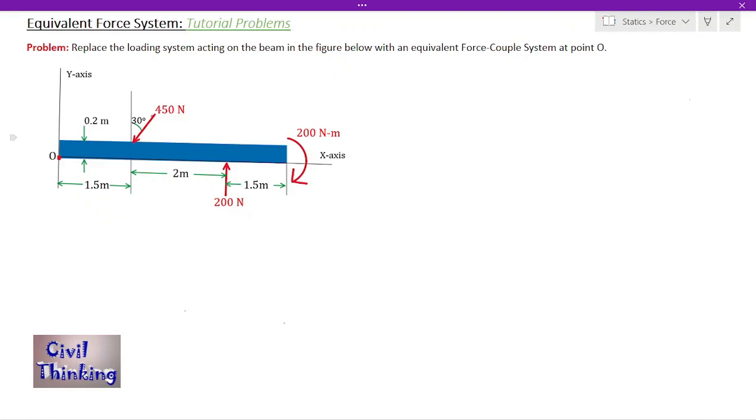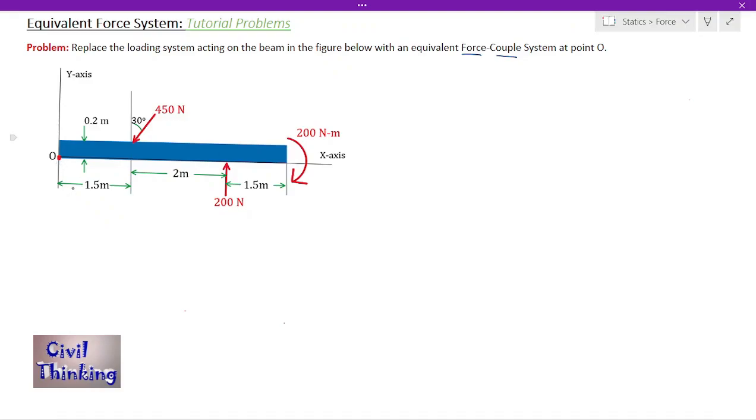Now coming to the problem: replace the loading system acting on the beam in the figure below with an equivalent force coupled system at point O. Now this is our figure and this is our point O. What we have to do is replace all these forces with an equivalent force coupled system. What does it mean? An equivalent force coupled system means one force and one couple or moment at point O.